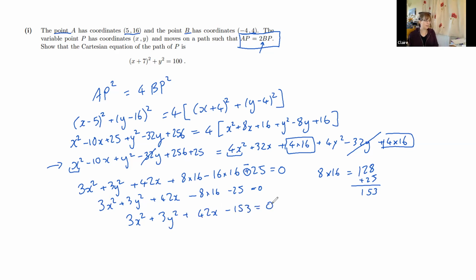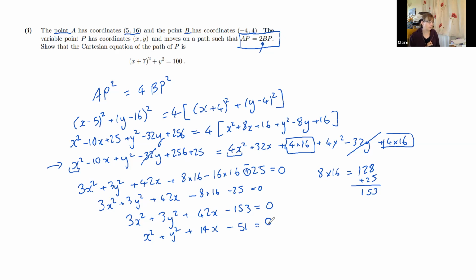Now, it would be nice if we could divide by 3. If you haven't seen this before, you can check it's divisible by 3 by adding up the digits. 4 plus 2 is 6, that's divisible by 3. 1 plus 5 plus 3 is equal to 9, that's divisible by 3. So we can divide by 3: x squared plus y squared plus 14x, that's meant to be 14. Actually, this is quite easy, it's divisible by 3 because 150 is 50 times 3, and 3 divided by 3 is 1. Okay, so we've now got that.